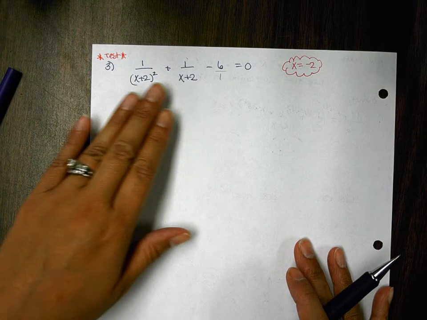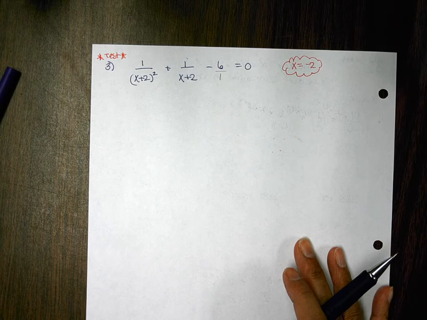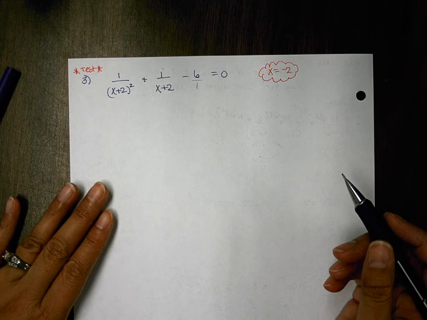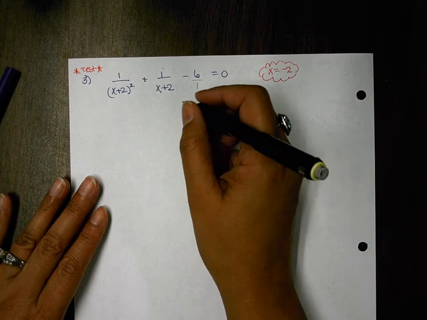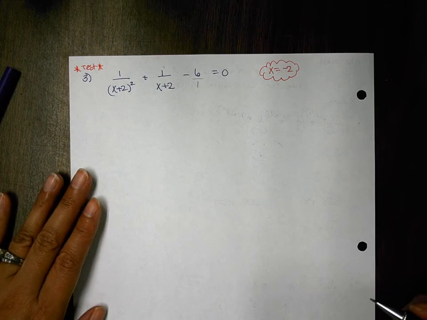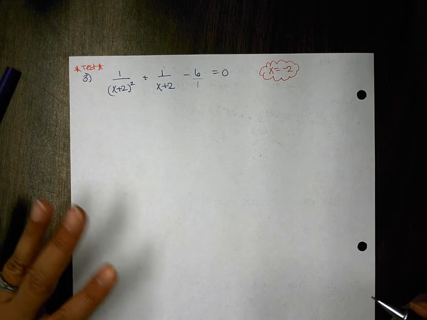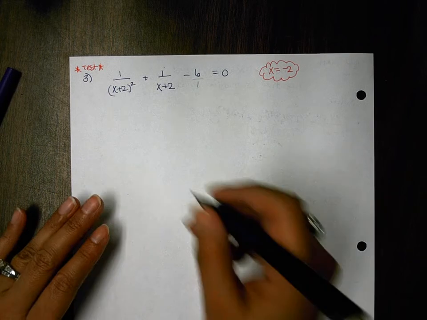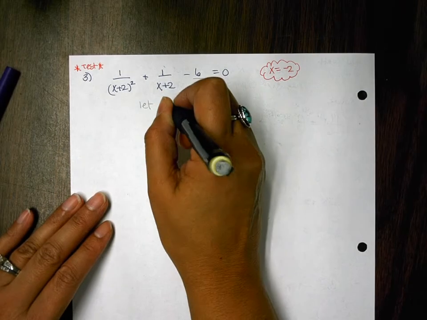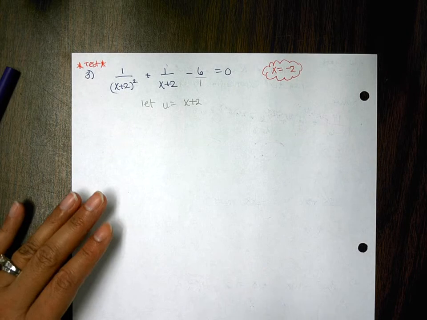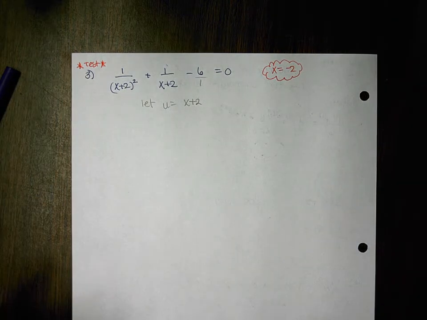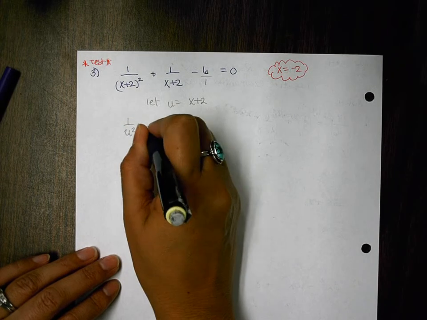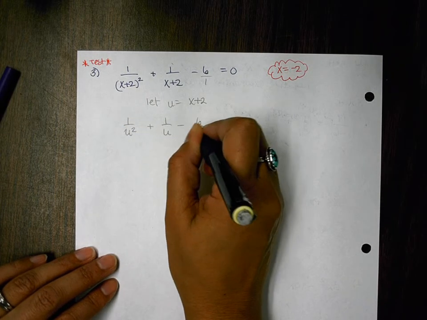But when you see this where they're the same, where one is squared and one is not, my suggestion is to use u substitution from the get-go. You don't have to, but I would suggest it, and there's a reason why. I will show you in class why, but for now I'm going to tell you to just use u substitution, and in class I will explain why it's easier on the eyes to do it from the get-go. Not necessary, but easier. Okay, so 1 over u squared plus 1 over u minus 6 over 1 equals 0.